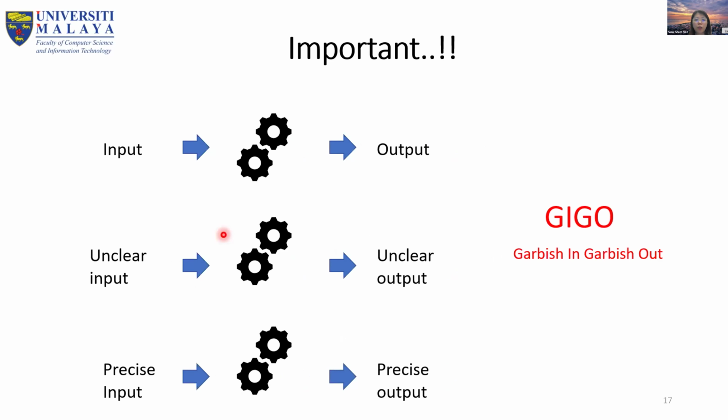When you give unclear inputs, you get unclear outputs. This is what we call the common term GIGO, garbage in, garbage out. You pass garbage into the model, it will give you rubbish predictions. Same goes when we humans learn, right? If we teach the students unclearly, the students may not receive the information well. So this is GIGO.